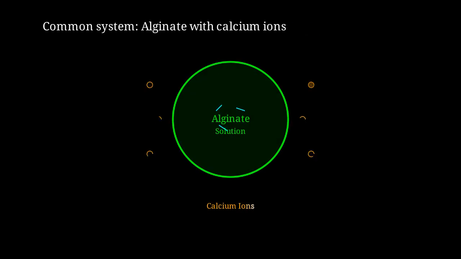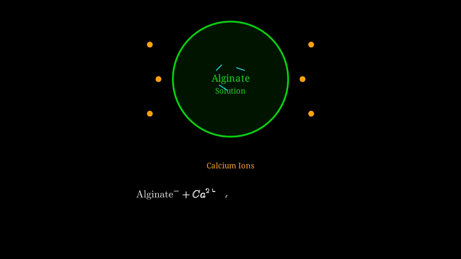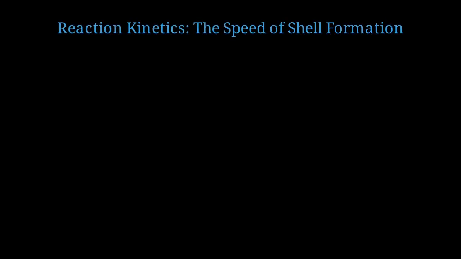Picture a droplet of alginate solution suspended in an oil phase. When calcium ions from the surrounding phase diffuse into the droplet surface, they cross-link the alginate chains. The negatively charged alginate chains bind with Ca2+ ions to form a gel network through ionic cross-linking, creating what's called an egg box structure. This gel shell acts as a semi-permeable membrane that allows small molecules to pass through while retaining larger molecules inside the capsule.